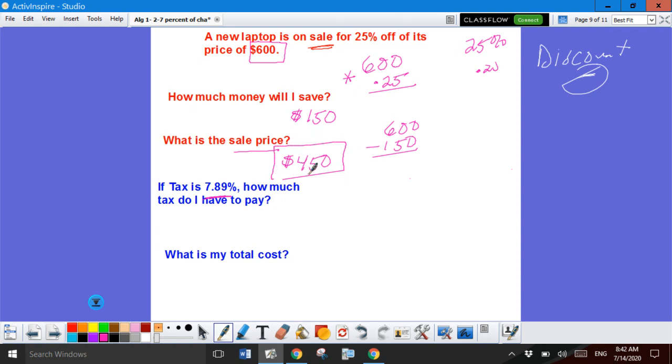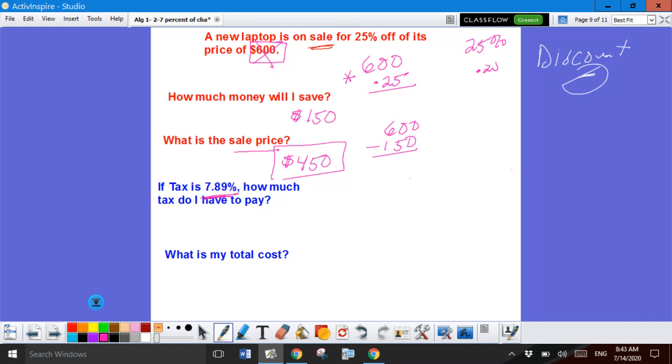Okay, so this is now the price I use. I'm never going to use the 600 again. I don't pay tax on the original price. I pay tax on whatever price that the current item is. Okay, so it's always taxes paid on the sale price.